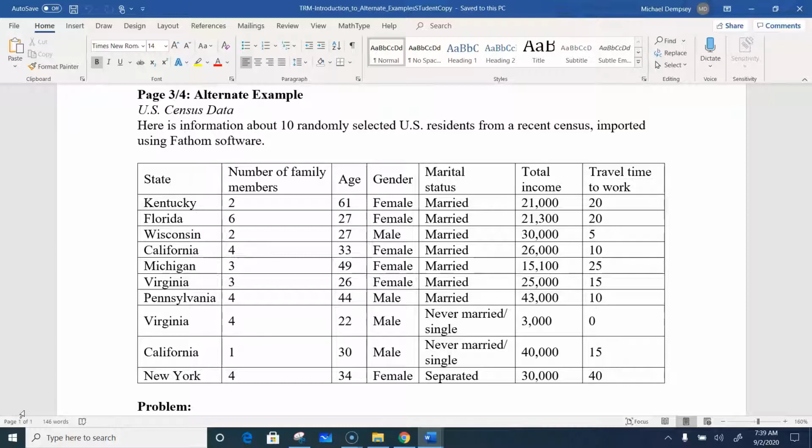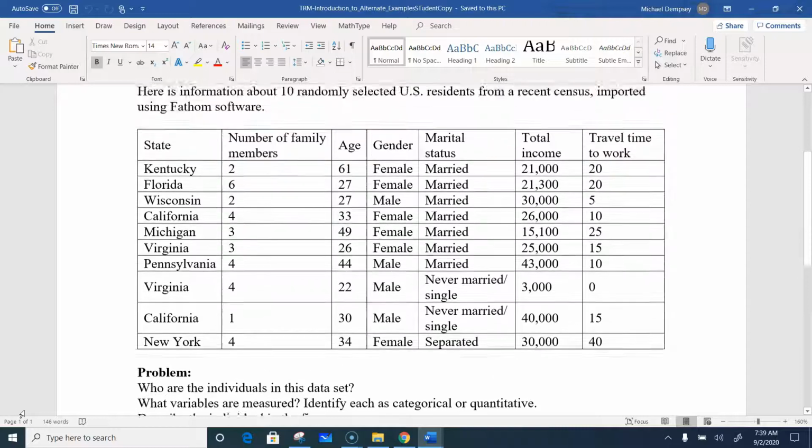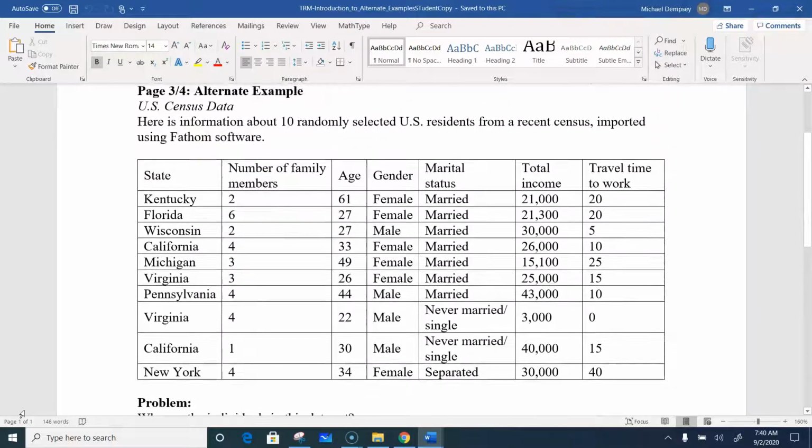So here's the sort of the preliminary section in our textbook, prior to chapter 1, and they give us some data and just ask us a couple questions to see if we're familiar with just some basic terminology.